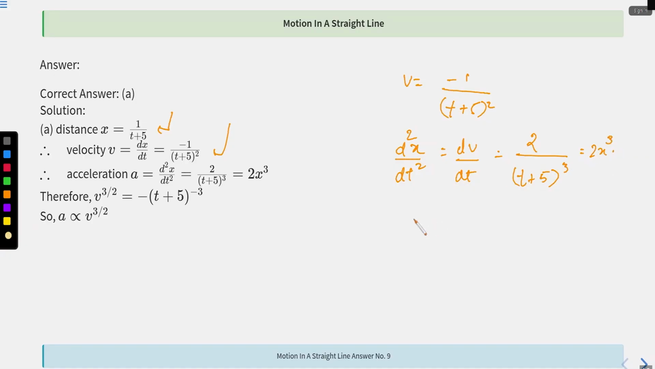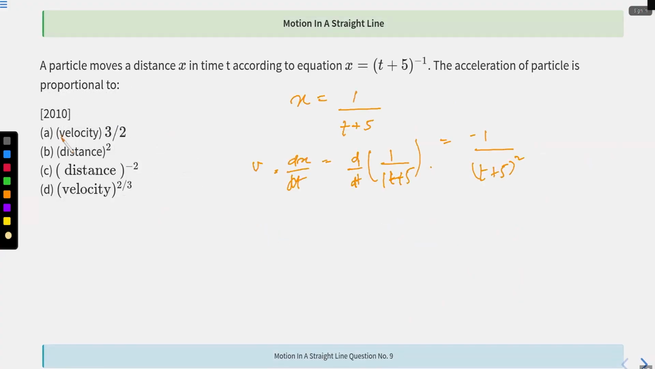Fine. So this says that v to the power 3 by 2 equals minus of (t plus 5) to the power minus 3, which says that acceleration is directly proportional to the 3 by 2 power of velocity. Okay. So a is proportional to v to the power 3 by 2. That is velocity to the power 3 by 2, and your option A is correct. Fine. I hope everyone is on the same page.